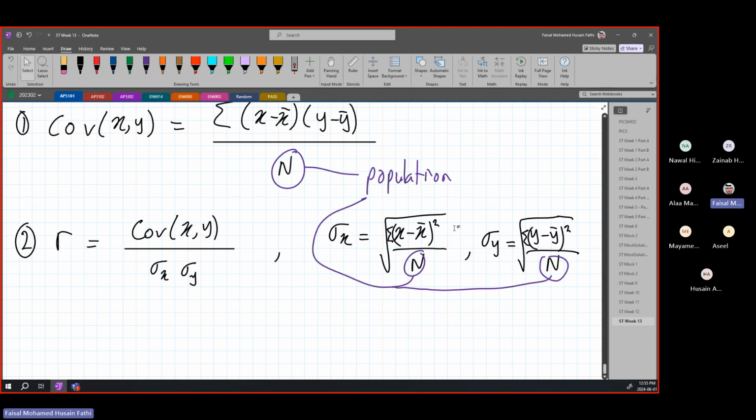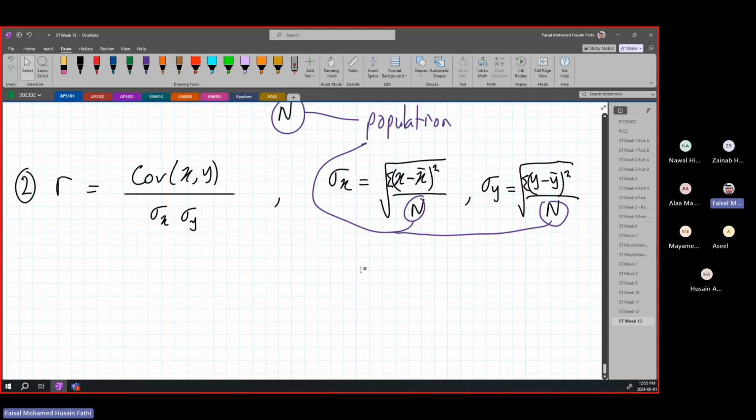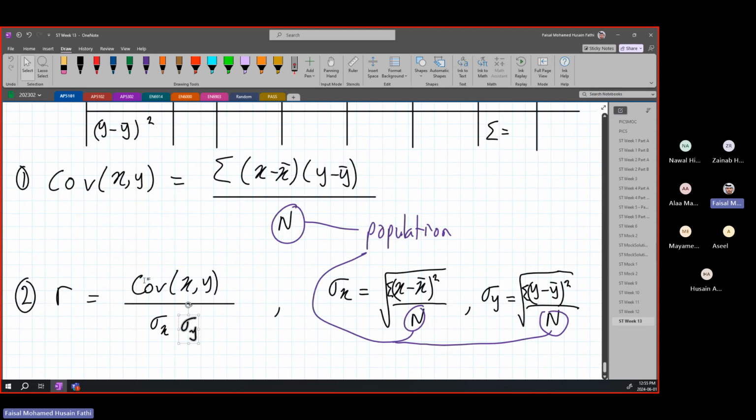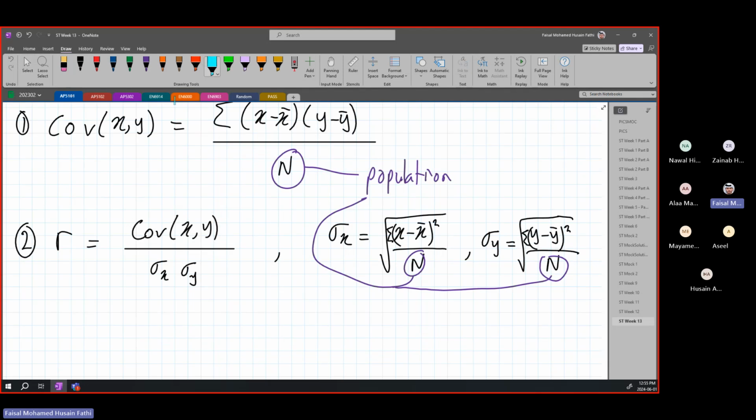Once you find your sums, you're going to be plugging them into this: sigma x here, sigma y over here, and the value of your covariance up here. The value you get from covariance, you put here. The value you get from your sigma x, you put here, and the value you get from your sigma y, you put here.